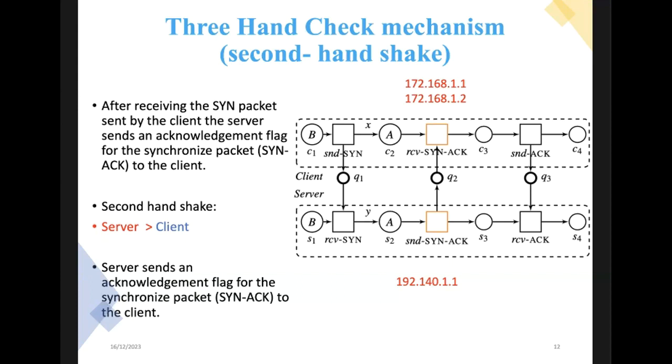So in the second handshake phase, with token A positioned at S2, the send SYN action is triggered, sending token A to S3 and Q2, as shown here in the second figure.